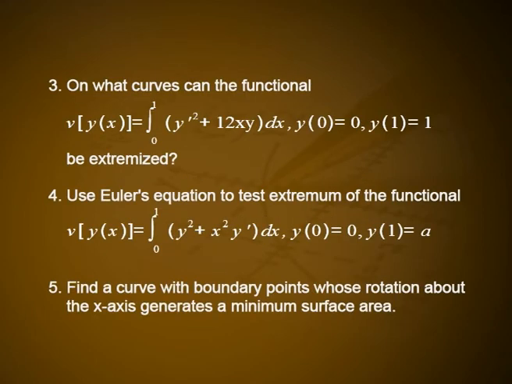3. On what curves can the functional V of y of x equal to integral 0 to 1 of y dash square plus 12xy dx, y of 0 equal to 0, y of 1 equal to 1, be extremized? 4. Use Euler's equation to test extremum of the functional V of y of x equal to integral 0 to 1 of y square plus x square y dash dx, y of 0 equal to 0, y of 1 equal to a. 5. Find a curve with given boundary points whose rotation about the x-axis generates a minimum surface area.